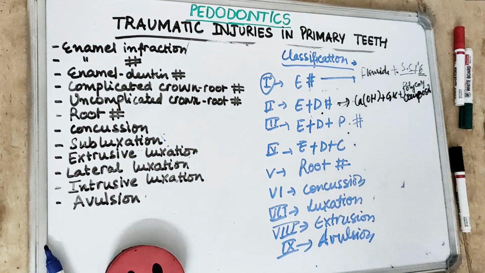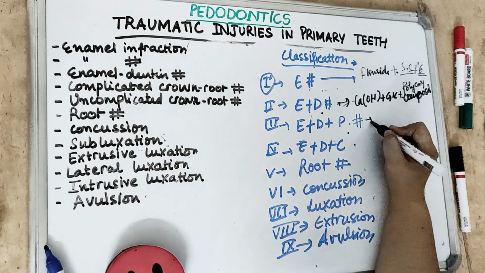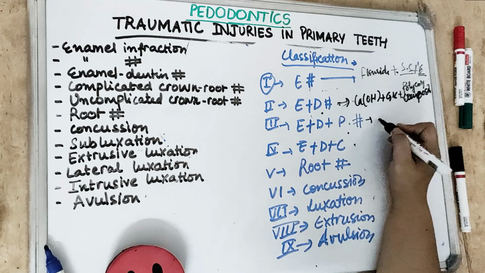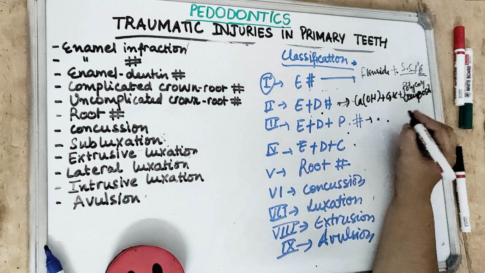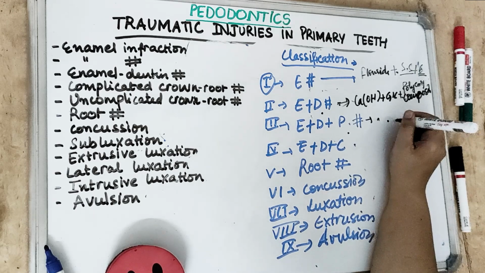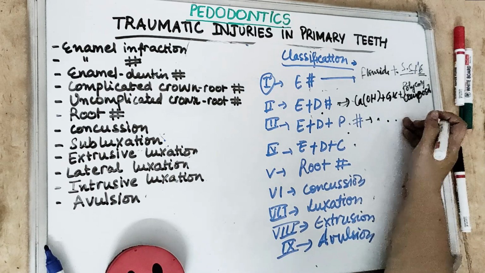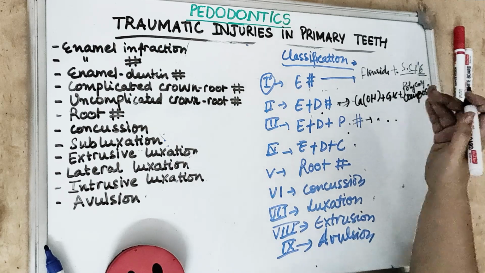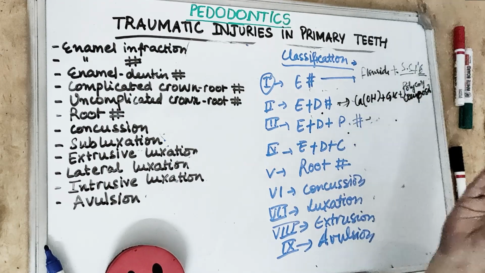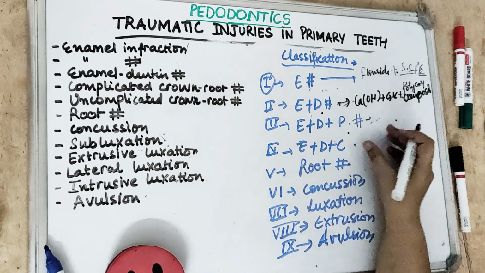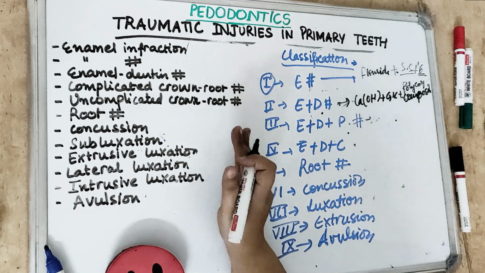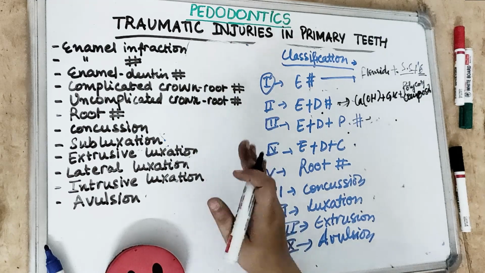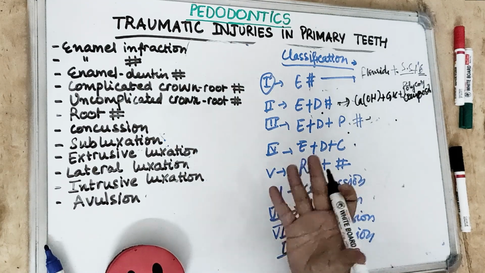Now coming to the third one, when there is fracture of enamel, dentin and pulp. Of course, you need to take a radiograph to see the extent of the injury to the pulp, and it also gives you an idea whether the pulp can be rescued with pulp therapy or not. The direct and indirect pulp capping procedures are usually not recommended in primary teeth, but you can do the pulpectomy procedure.